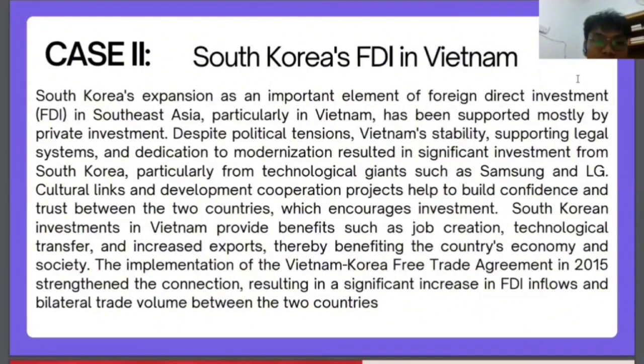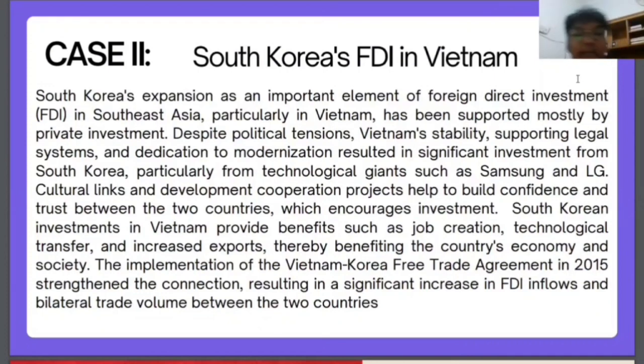And the next case is about South Korea's FDI in Vietnam. So South Korea's expansion as an important element of foreign direct investment, or FDI, in Southeast Asia, particularly in Vietnam, has been supported mostly by private investment. And despite political tensions, Vietnam's stability, supporting legal systems, and dedication to modernization resulted in significant investment from South Korea, particularly from technological giants such as Samsung and LG.